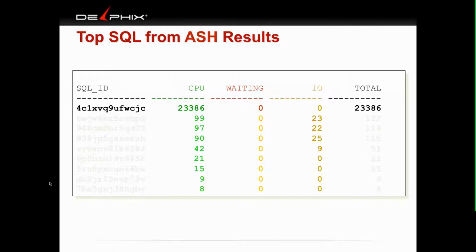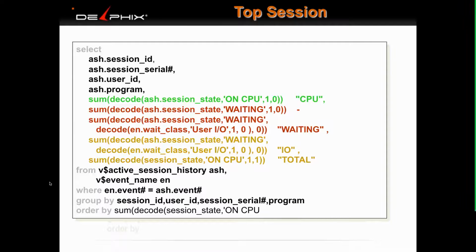So the output's like this. If I'm looking at who's eating my CPU and I need to save CPU, this first query is blowing everybody else away. It's the one that's eating all the CPU. Waiting is like no waiting time. There's a little bit of I/O wait time in the last column, and then we have the total count. So now we're looking at some queries on ASH. The last one we did was top SQL.